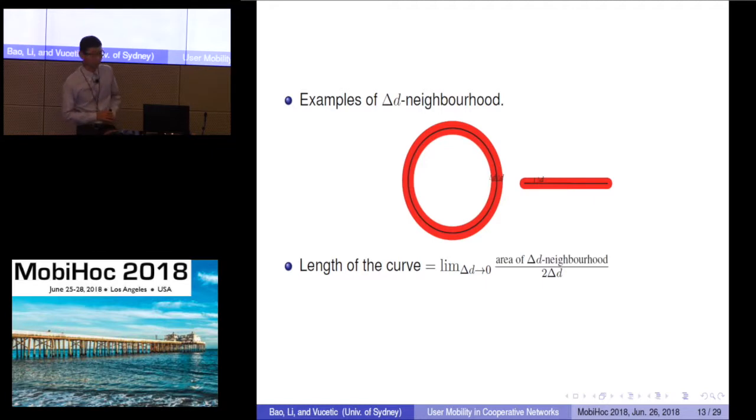So let's see this example. Suppose we have a circle. Then its delta D neighborhood is just this red region. And suppose we have a line segment, then its delta D neighborhood is just this red region. So why do we need to characterize this delta D neighborhood? Because the length of the curve is equal to the area of the delta D neighborhood divided by 2 times delta D, as we let delta D approach 0.